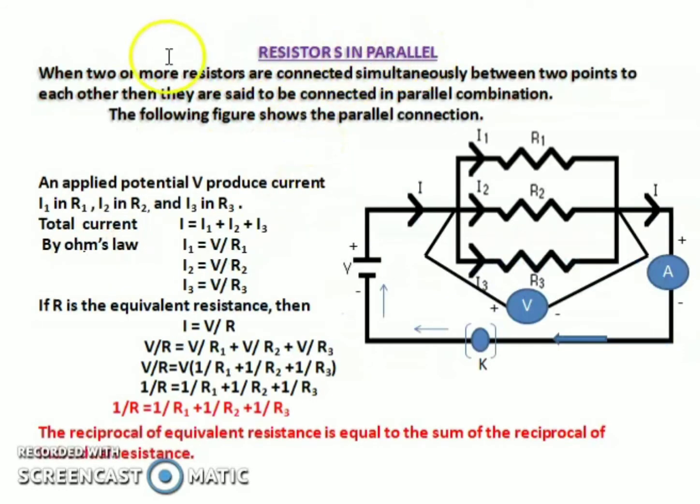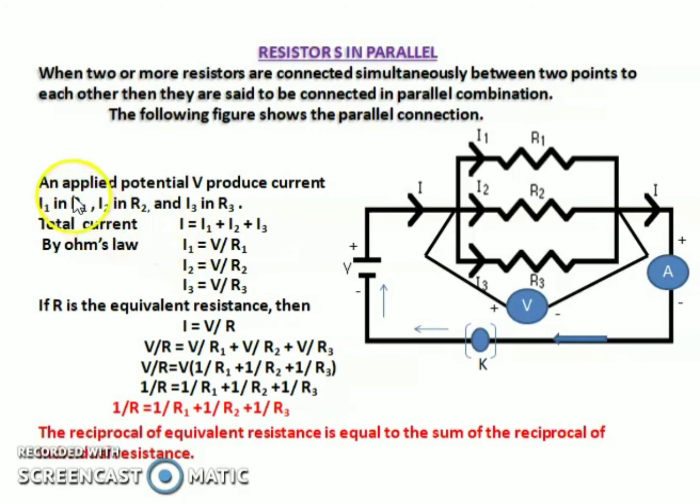Resistors in parallel. Where two or more resistors are connected simultaneously between two points, then they are said to be connected in parallel combination. So this is a diagram for a parallel combination. Here you can see R1, R2 and R3 are connected in parallel, and this is connected to the voltage. The current flowing is different: for R1 it is I1, for R2 it is I2, for R3 it is I3. So here the potential difference is the same.